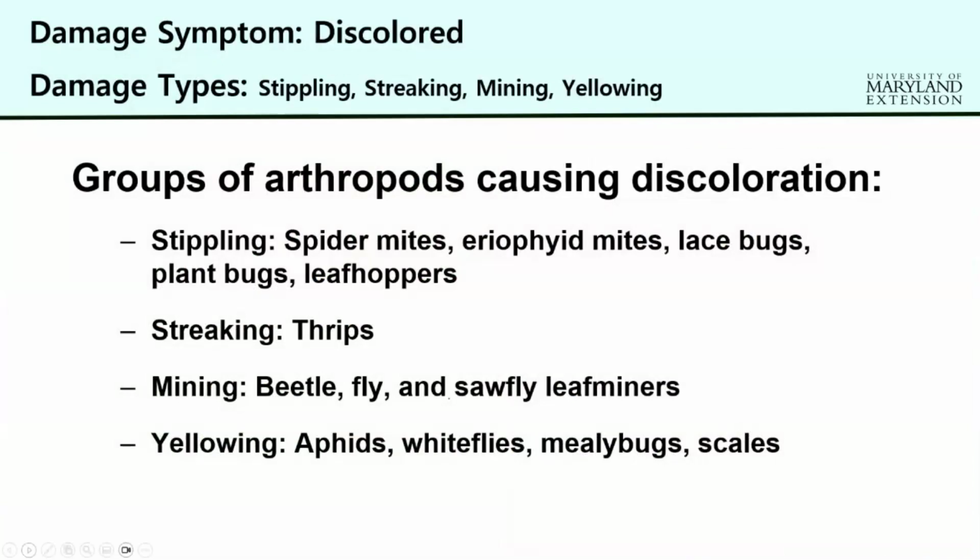Next category is discolored. We have our different types. Common arthropods causing discoloration include spider mites, lace bugs, thrips, beetle fly and sawfly leaf miners, and then things like aphids, whiteflies, and mealybugs, as we'll see.